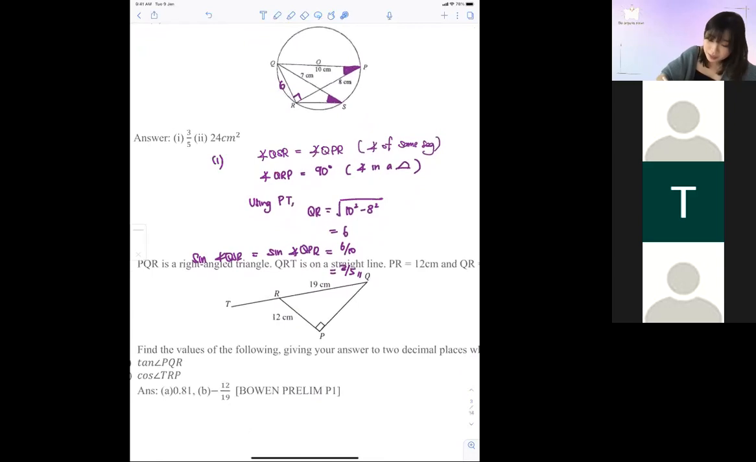Okay, so one by one, you must explain this angle equals to this. You must explain this is 90 degree. You must show working how you find the 6, and then you put everything together. Okay, if you have no question and you're done with part 1, can you help me put a thumbs up?